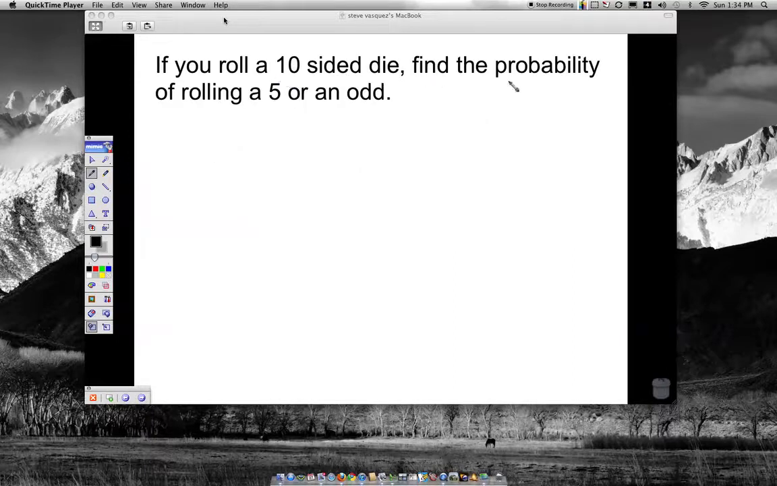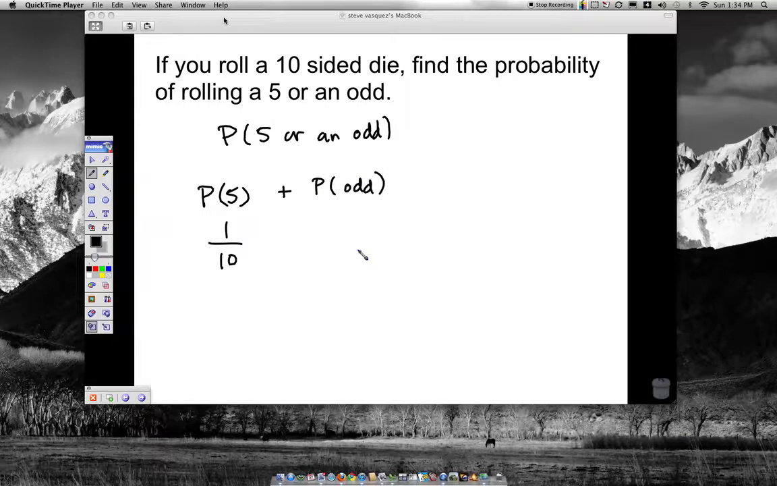If you're rolling a 10-sided die, find the probability of rolling a 5 or an odd. Well, if I roll a 5, I have 1 chance out of 10. I'm going to add that to the fact that if I roll an odd, I have the numbers 1, 3, 5, 7, and 9, because my numbers only go up to 10. If I roll an odd, I have 1, 2, 3, 4, 5 chances out of 10. So I'm going to add those together.